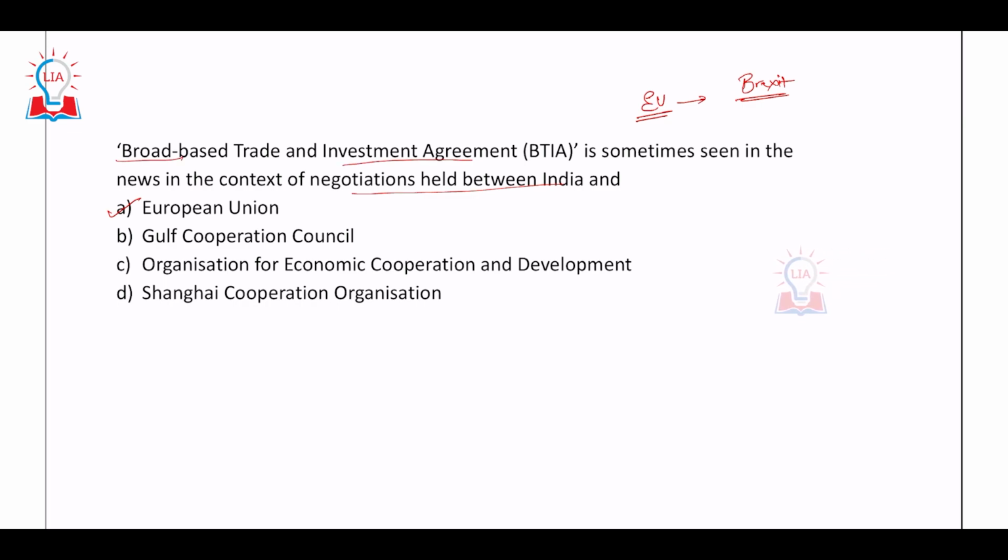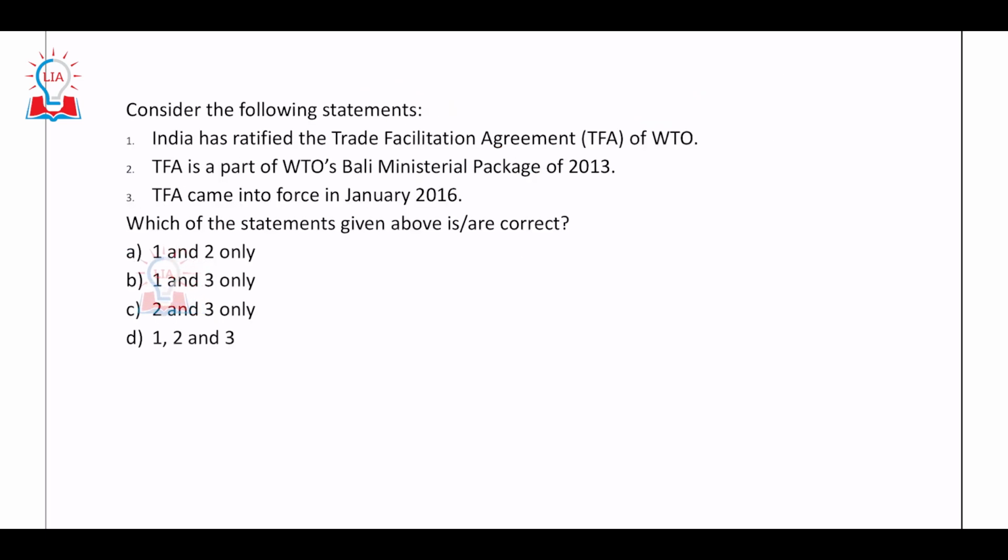This BTIA is a comprehensive agreement which covers all the aspects related to trade in goods, services, intellectual property, and even investment. So it covers all these areas. This was a bone of contention between the European Union and India. So the signing was not so easy. That is why it was in news. So the answer is European Union.